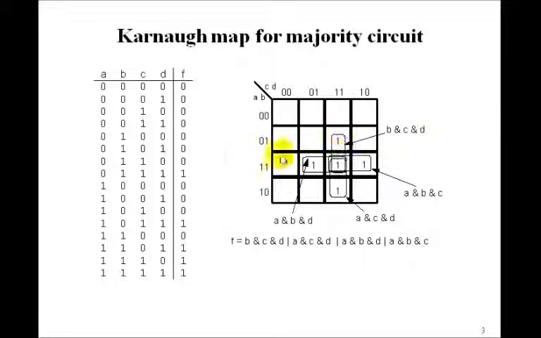So here's the Karnaugh map. We have minterm 7 right here, and then we have minterm 11, 13, 14, and 15.